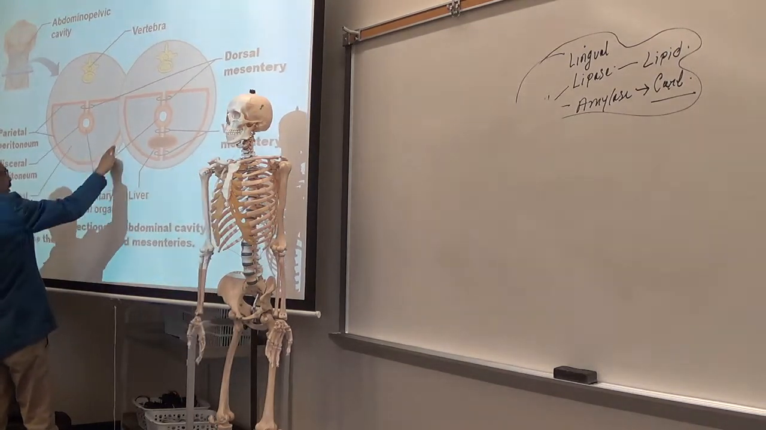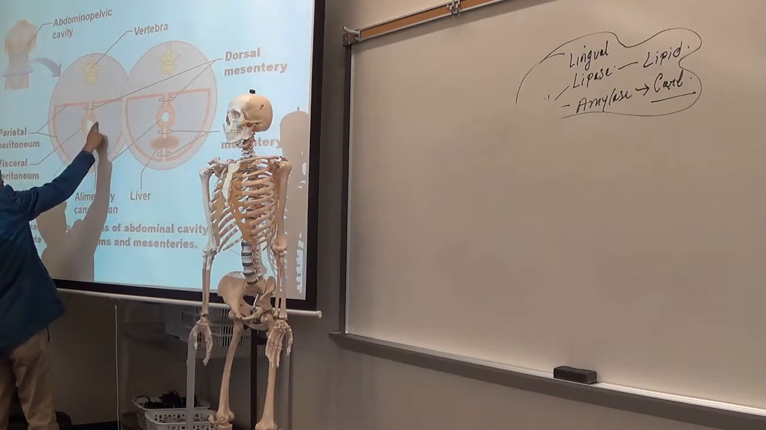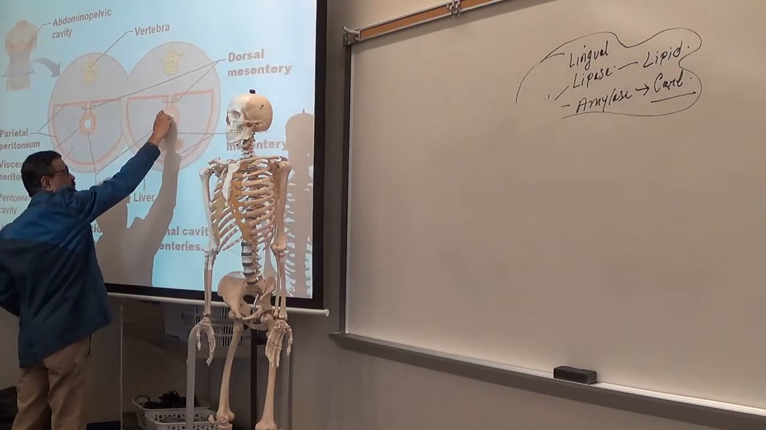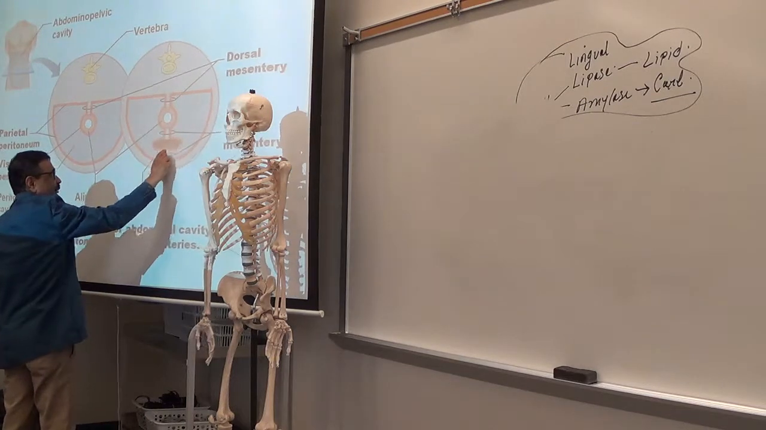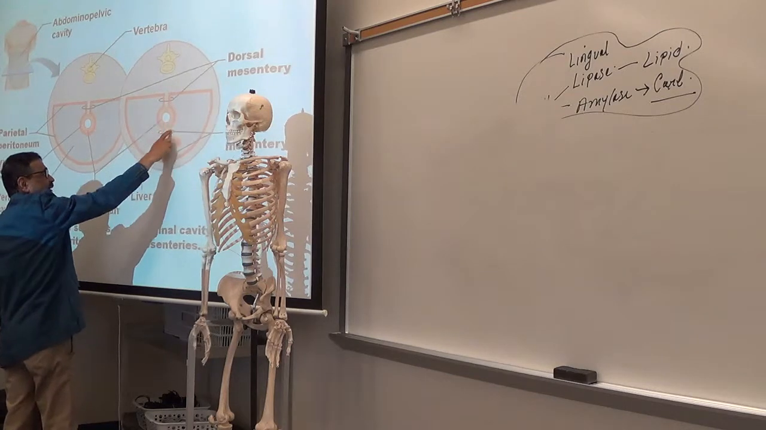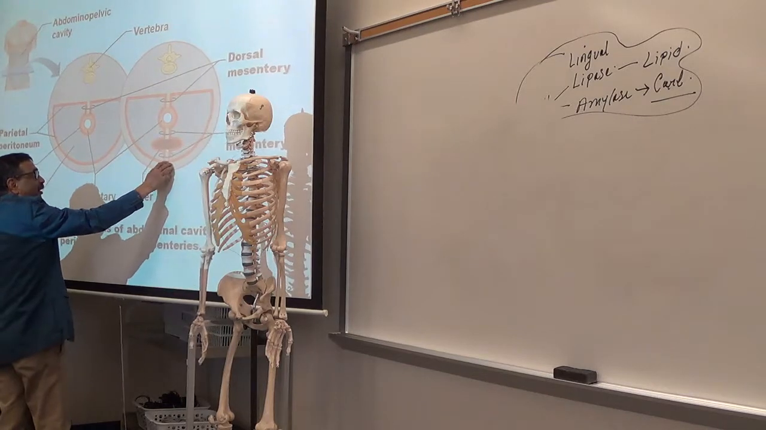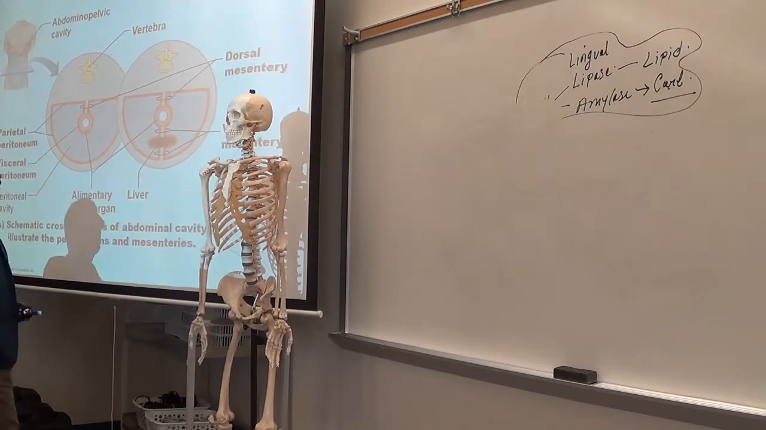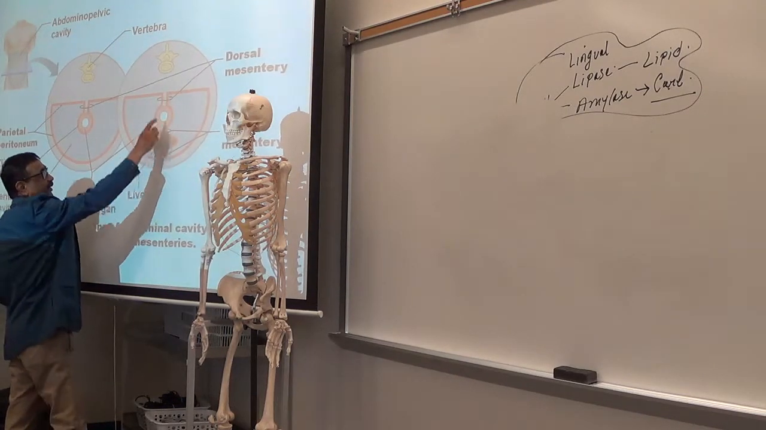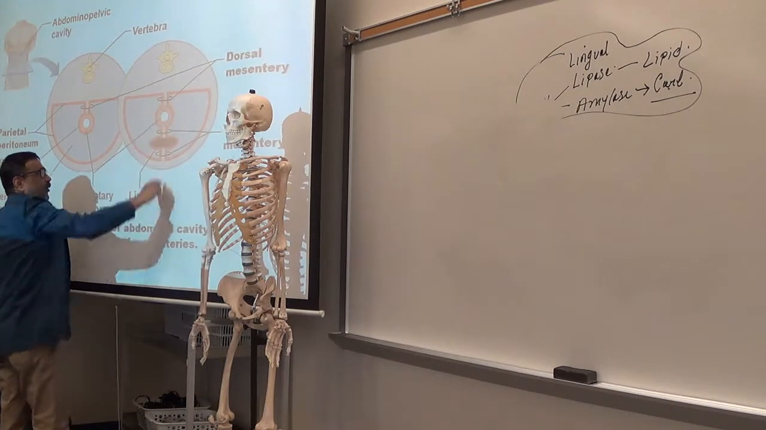So this is the parietal peritoneum going inwards. This is the mesentery, and this is the visceral peritoneum. Same thing here, parietal, mesentery, visceral peritoneum. Okay. Now here you see it covers the stomach, then goes to the liver, covers the liver, and then goes to the body wall. So there are dorsal and ventral mesentery. This is the back of the body, this is the front. So ventral mesentery, dorsal mesentery.